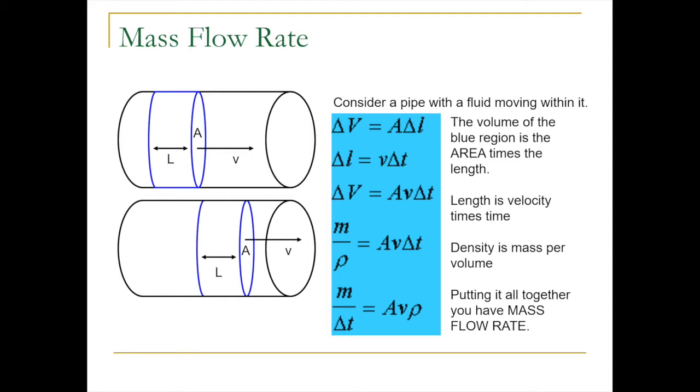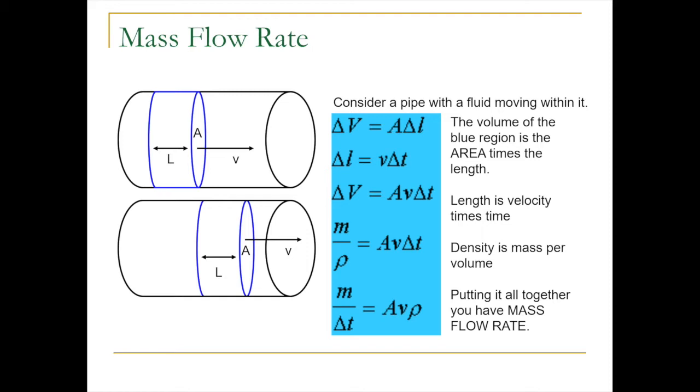And so what we do is we substitute in for delta V density and mass. Remember that density is equal to mass per unit volume. We have assumed that the density of this fluid is constant, so when we take a look at the left-hand side now, we see that the mass divided by delta T is equal to AV rho. And what we call this is the mass flow rate.